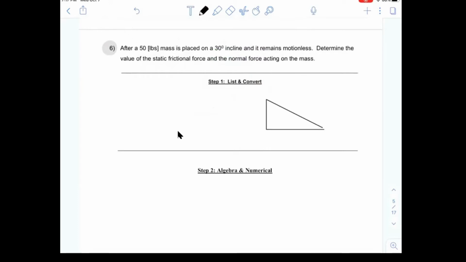Okay, so what do we have? I got my incline. There's going to be a 50-pound mass placed on an incline. This is the angle, so that's going to be 30 degrees. It's a 30-degree incline. It's going to remain motionless. So you place the mass here, it's not going to be moving. Determine the value of the static frictional force and the normal force acting on this mass.